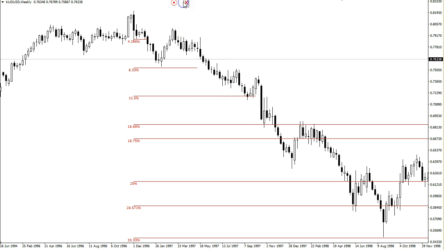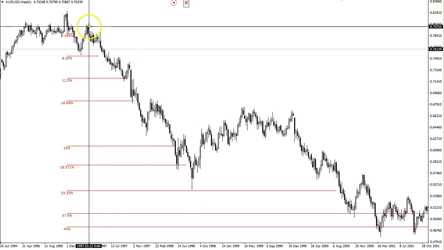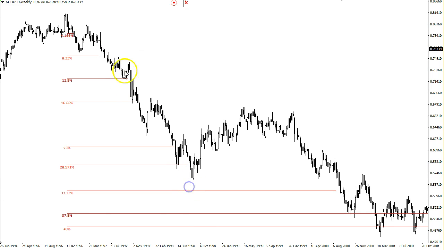14.28571 didn't work. 16.66 gave a reaction for 2 weeks. 18.75, no reaction. 25% major gives you here a reaction for a few days, because this is the weekly chart. You have the 28.571 give you the reaction. 33 we did not reach here, but I'm sure that if we take other percentages, we can see that some percentages overlap here, and you will have a cluster level that you can engage with the market.